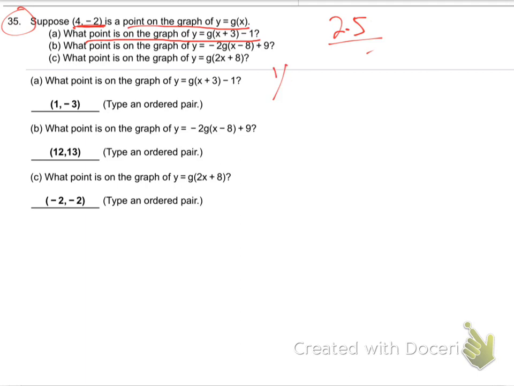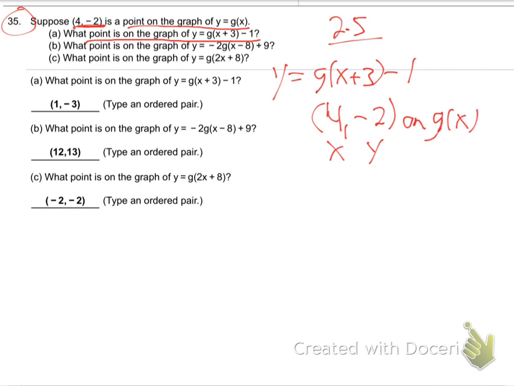So we're going to go y equals g of x plus 3 minus 1. And the question being asked of us is, where is the point 4, negative 2? It's a point, right? So this is x, this is y. It's not an interval. It's a point, x, y. So where's that point going to go? This is on normal g of x. See what it says up here? 4, negative 2 is on g of x.